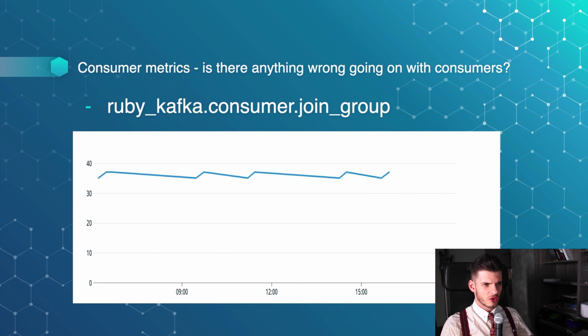Like I mentioned, consumer join group is very similar to sync group. This metric is registered when a consumer joins the consumer group, and having something registered without any deployments, restarts, or similar things is a sign of a problem.